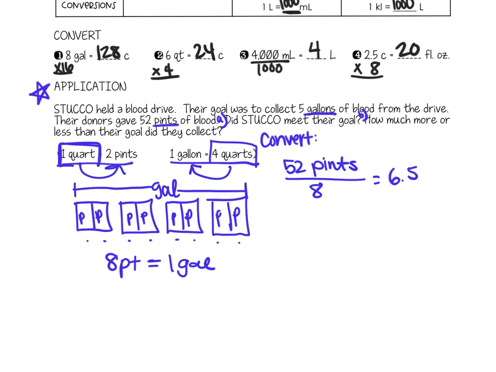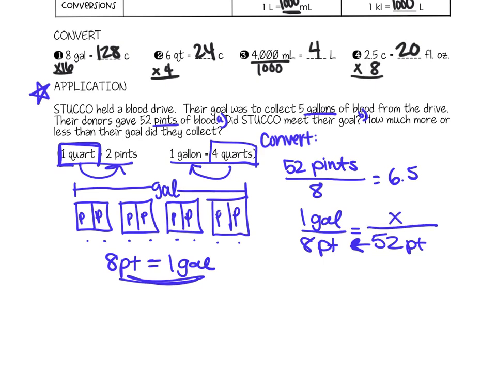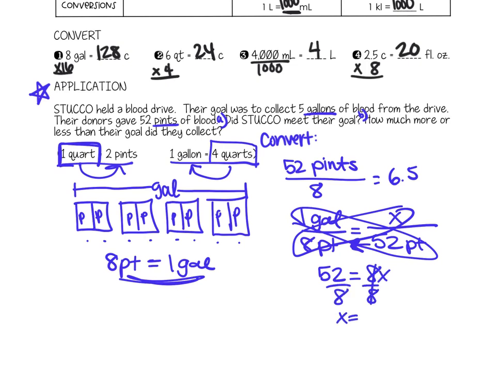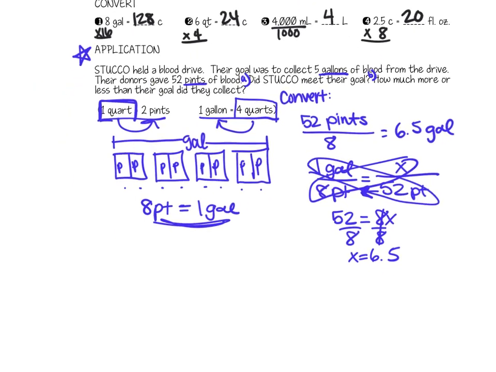If you've done proportions in the past, I could say 1 gallon equals 8 pints, getting that from here. So now I have 52 pints, so I'm going to put the 52 pints beside the pint, right next to it. And I don't know that in gallons. So I can cross multiply this. Well, 1 times 52 is 52. 8 times x is 8x. And then I end up dividing. Okay, so 6.5, and that is in gallons, okay? 52 pints is 6.5 gallons.